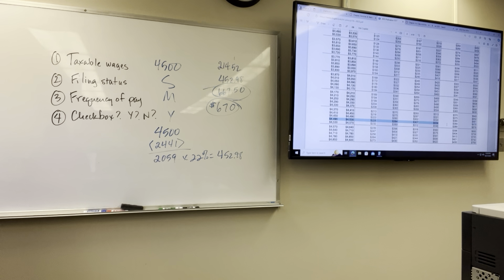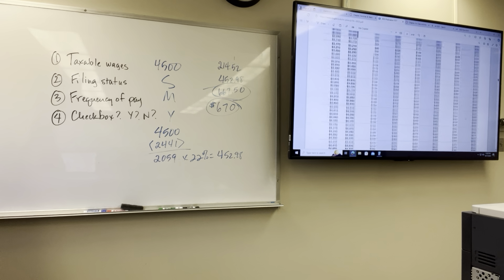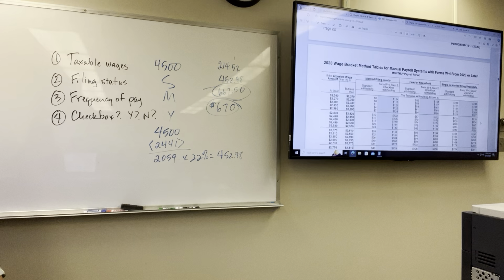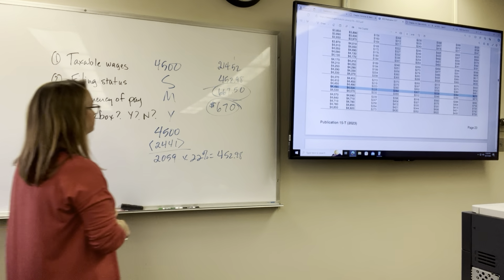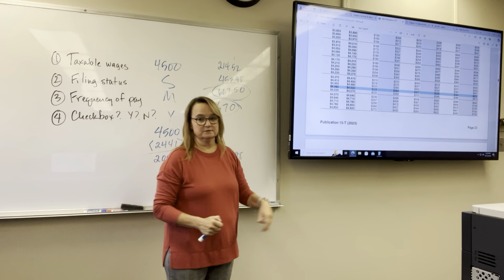So this column here, single, so it's one of the last two columns. Checkbox is yes, so it's gonna be that one. So 670. $2.50 difference.